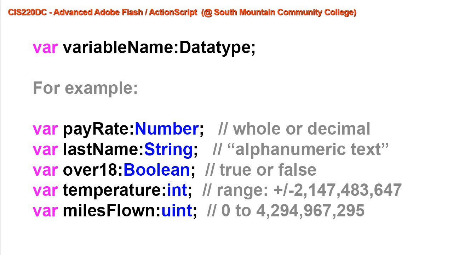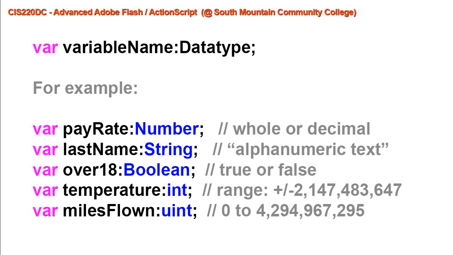In Flash, the most common data types are number, string, and Boolean. And then there's also int, which stands for an integer. It's a whole number. It has a range of a minus a little over 2 billion to a positive roughly 2 billion. And then there's an unsigned integer, or uint, which has a range from 0 to a little over 4 billion.